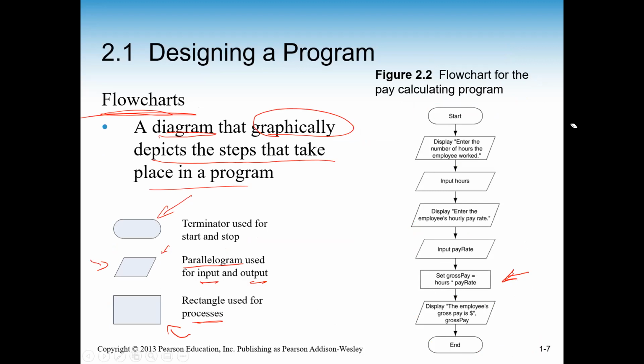And then it's got several inputs and outputs. A lot of the time, not always, but especially in the beginning, you'll have a lot of inputs and outputs. Over time, the processes are going to be more. You have a lot of processing to do. Okay, so here the first parallelogram just displays the message: enter the hours the employee worked, right? So it's an output.